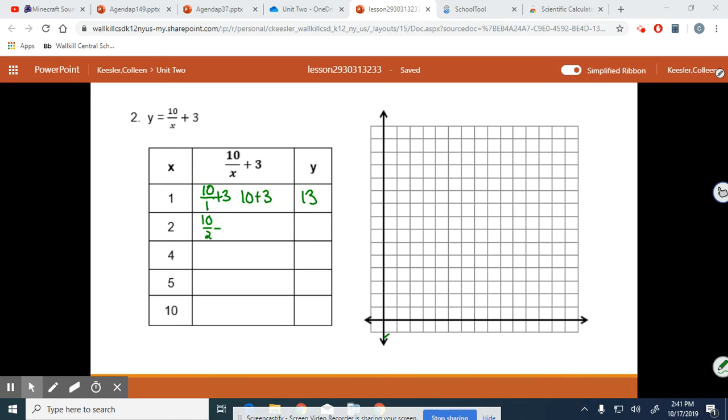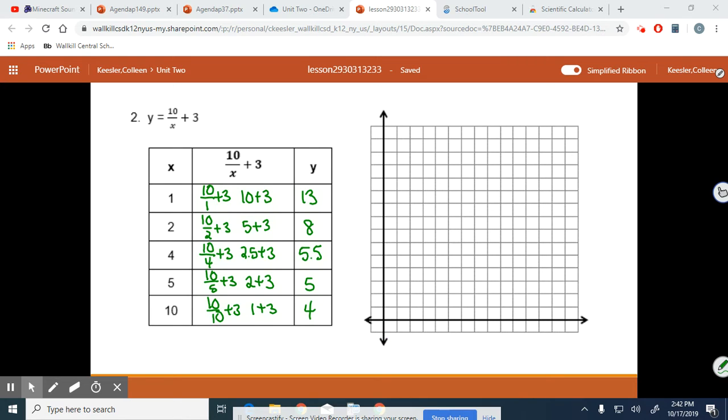Plug in the 2. 10 divided by 2 plus 3 is 5 plus 3, which is 8. Plug in the 4. 10 divided by 4 plus 3 is 2.5 plus 3, or 5.5. Plug in the 5. 10 divided by 5 plus 3 is 2 plus 3, which is 5. Plug in the 10. 10 divided by 10 plus 3 is 1 plus 3, or 4. So now we can graph those points starting with the 1.